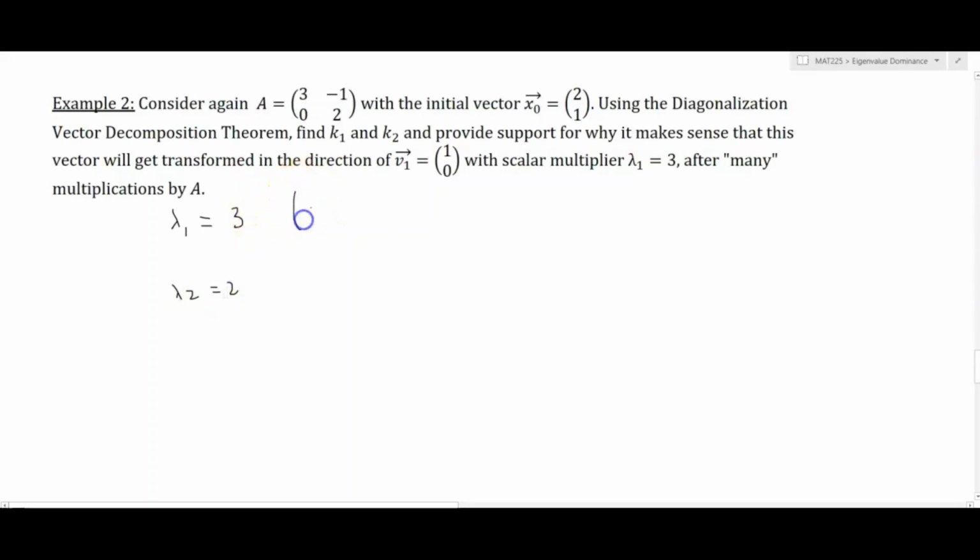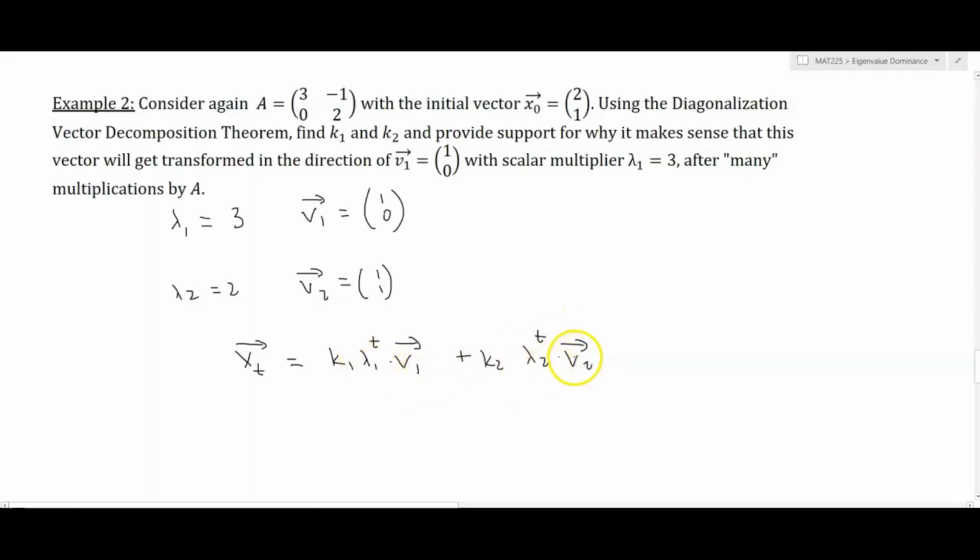Lambda 1 equals 3 corresponds to v1 equals the (1, 0) vector, and v2 is the vector (1, 1). So using the diagonalization decomposition theorem, where that vector will be after t multiplications by A is going to be given by k1 lambda 1 to the t times v1 plus k2 lambda 2 to the t times v2.